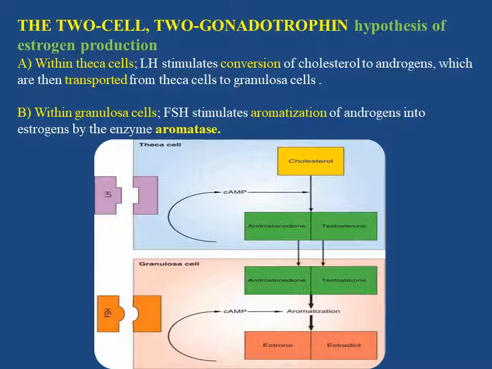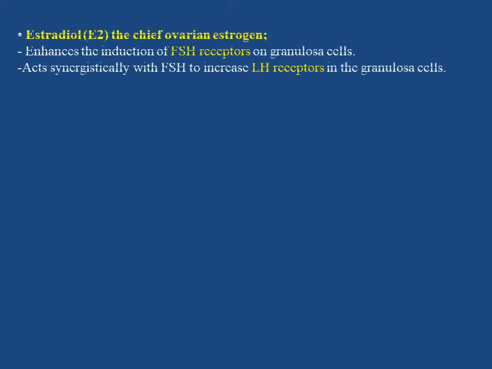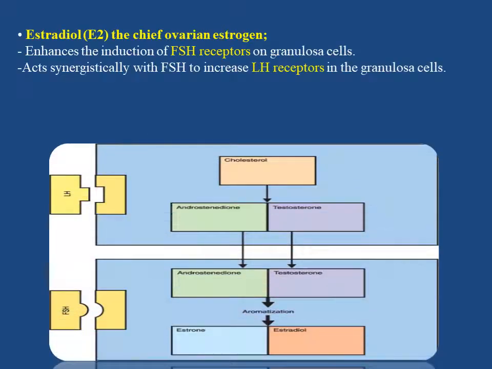What happens in the granulosa cell? FSH stimulates aromatization of these androgens to estrogen by the enzyme aromatase. They form estrone and estradiol. The estradiol is the chief ovarian estrogen.